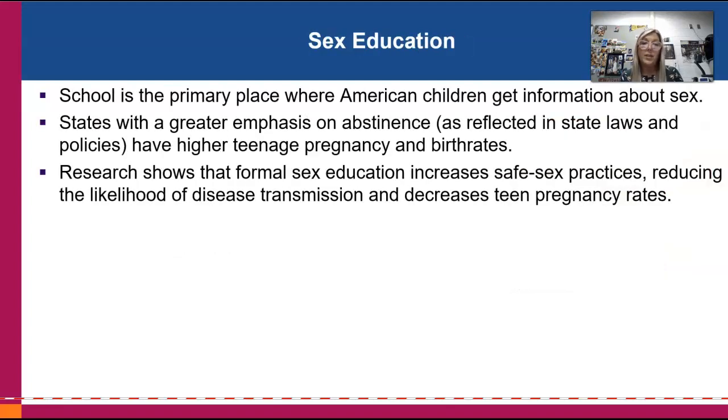All right, sex education, school's primary place for it. States with a greater emphasis on abstinence, as reflected in state laws and policies, have higher teenage pregnancy and birth rates. Why? Hello? Because we're not giving them information about it. We say, don't do it. And when you do that, what do kids want to do? They want to do it. So we got to be smart and educate them.